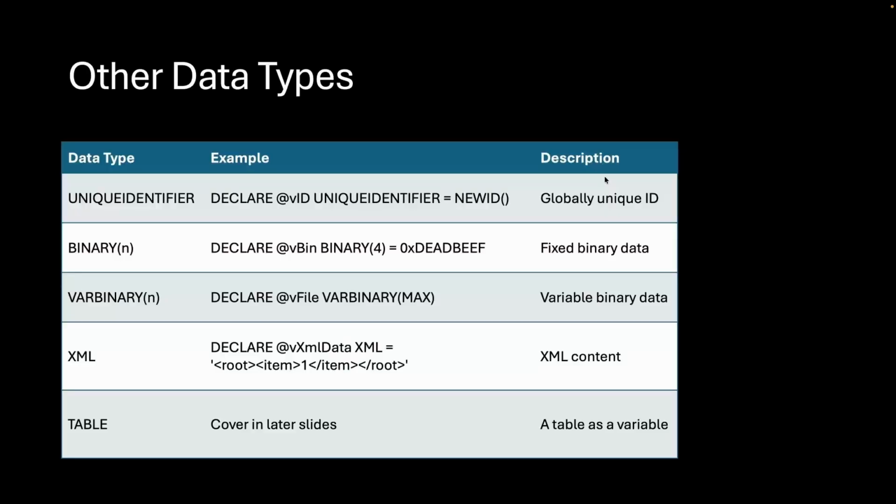Here are a couple other data types, right, that can be used. We're not going to talk about them really in much depth, but you can give a variable an XML data type or varbinary and stuff. Those would be like if you're storing images or other binary type things in your database, right? Table, we are definitely going to cover that in some later slides.